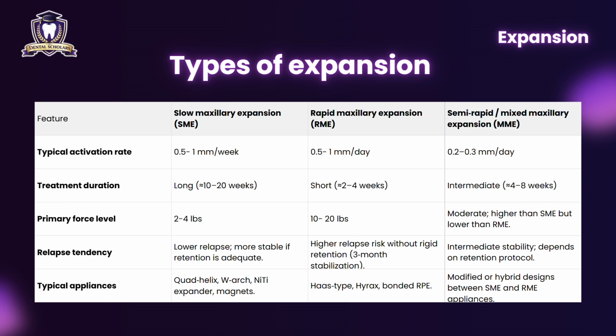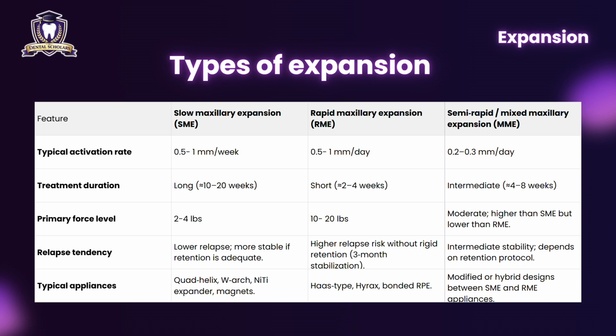Now let us look into the different types of expansion. Based on the rate of expansion, maxillary expansion can be classified as slow, rapid and semi-rapid. So the activation rate in slow maxillary expansion would be 0.5 to 1 mm per week, in rapid maxillary expansion 0.5 to 1 mm per day, and in semi-rapid maxillary expansion 0.2 to 0.3 mm per day.